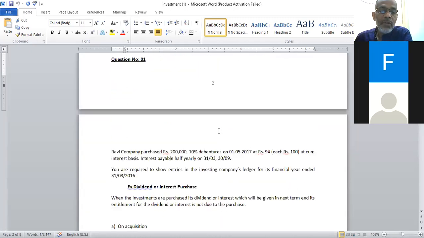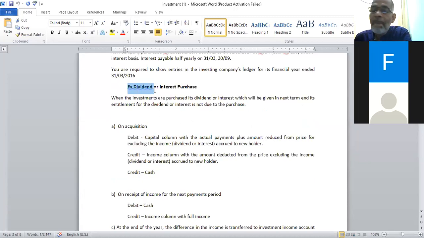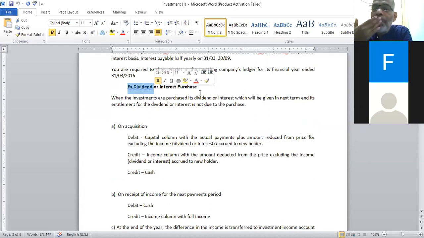Look at number one, example also we have done, question also we have done. Now we will look at the ex dividend method. Ex dividend means exclusive or without interest. The first method, we purchase. Say for example, you have given the seller 110,000 on the cum basis. After doing our analysis, we say 10,000 rupees is the interest given to the seller and 100,000 is the cost. Therefore, we record in the nominal column 100,000, income column 10,000, and cost column 100,000.